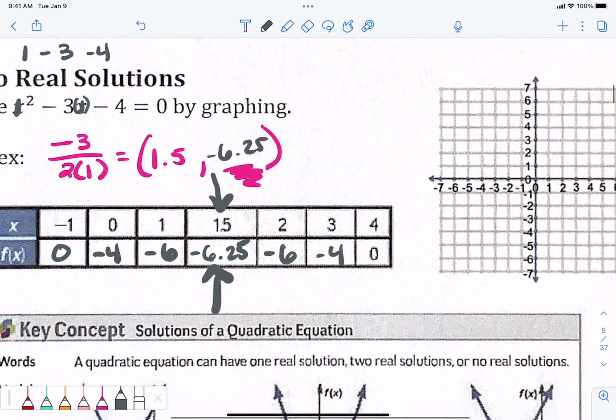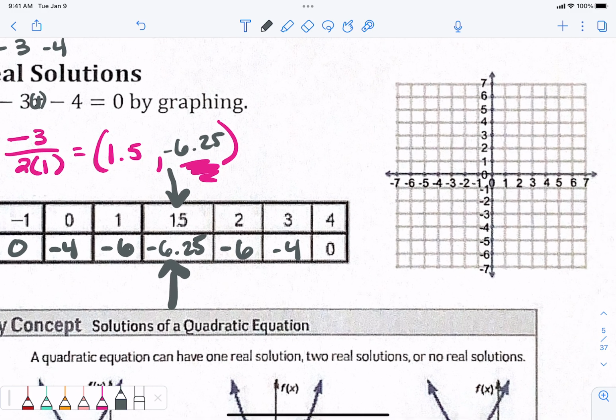All right, we are going to graph it. Negative 1 is at 0. Then we're at negative 4, negative 6, and 6.25, something of this nature.